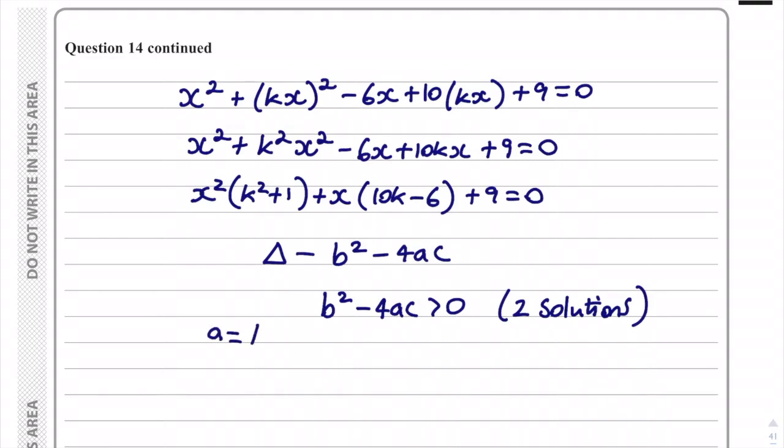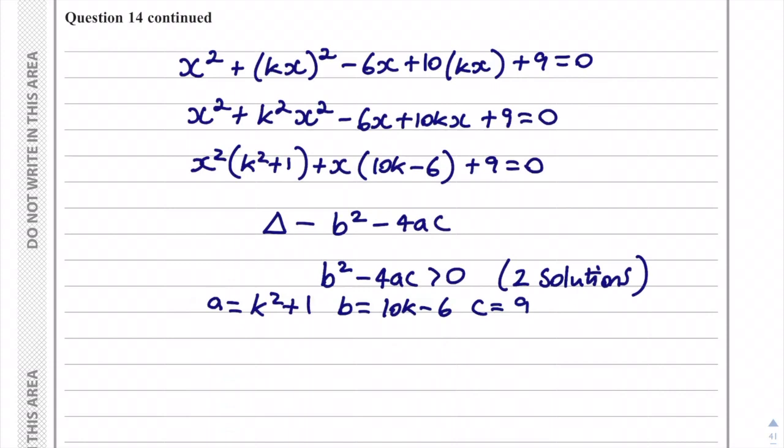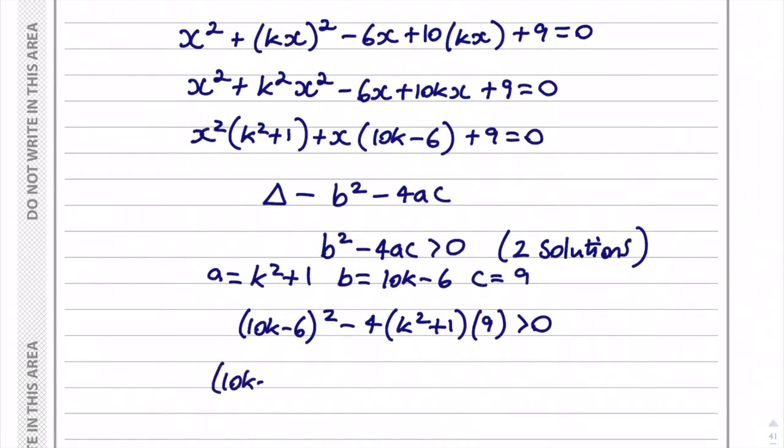A is going to be k squared plus 1. B is going to be 10k minus 6. And c is going to be 9. So if I substitute these into my discriminant, I'm going to get 10k minus 6 all squared minus 4 times k squared plus 1 all multiplied by 9, greater than 0. I can then expand out this bracket, and then I can simplify this, so I'm going to get minus 36k squared minus 36 is greater than 0.